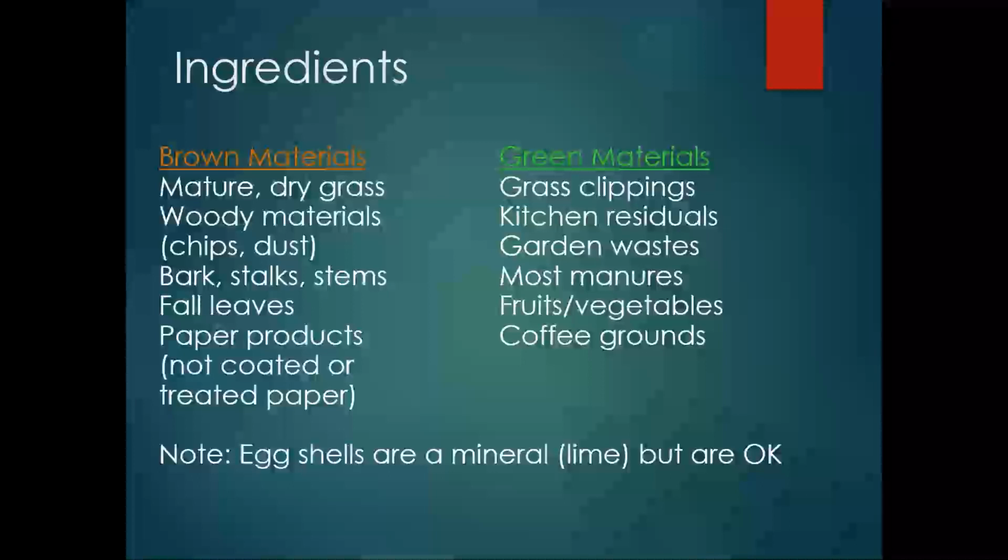The green materials, fresh grass clippings, your plant-based kitchen residuals. Don't put animal fats in your compost pile. Animal fats are fine. They'll break down just like any other organic material, but they're really smelly when they do. They produce a lot of hydrogen sulfide and methane gas when they break down. Very, very smelly. Your neighbors won't appreciate you.